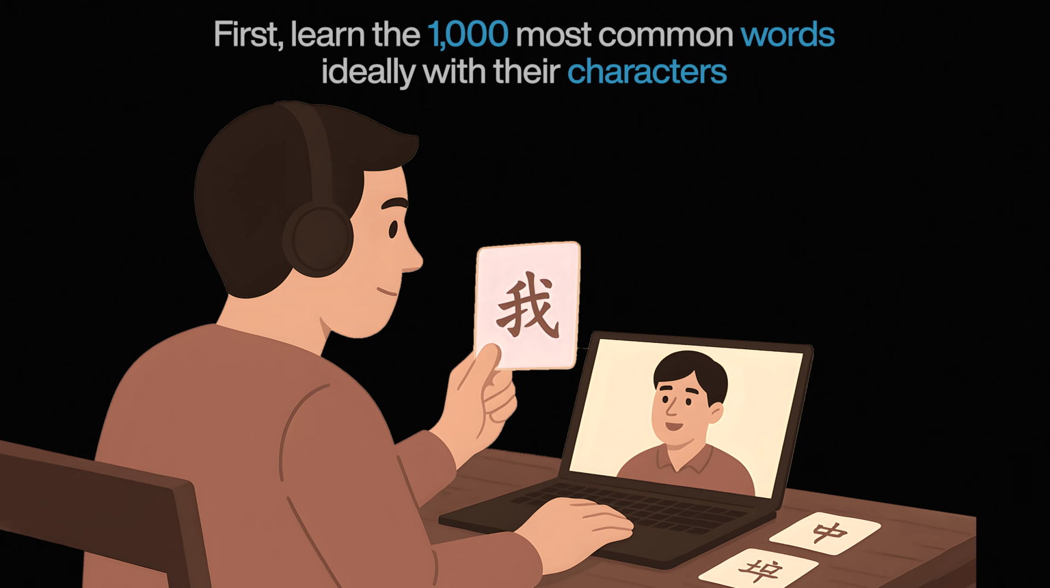Oh, and if you don't know enough words yet so that you can actually have a chance at understanding any of this stuff and actually getting comprehensible input, well then that should be your first step: learning at least the most common 1,000 words in the language, ideally learning their characters as well.